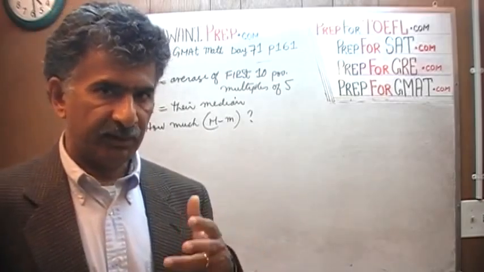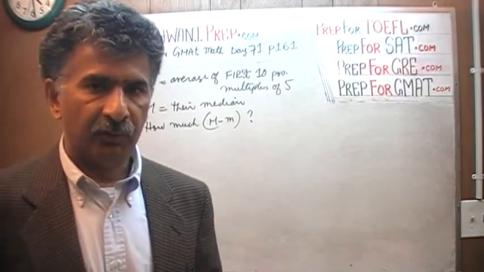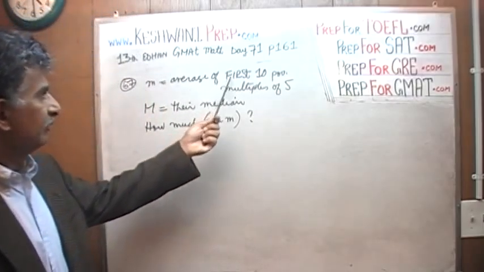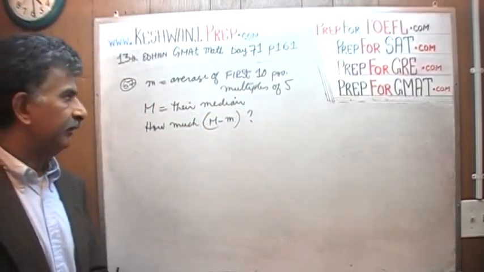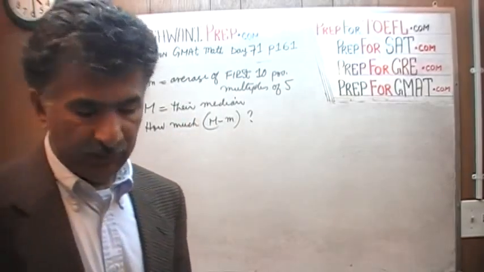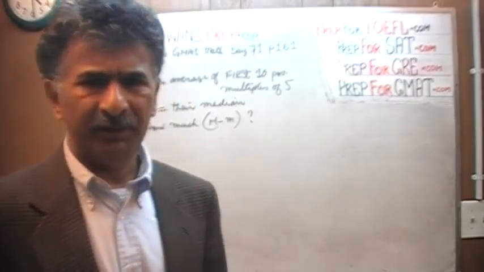And as you practice more and more, you begin to develop a feel for what sort of liberties you can take. Now here, they tell us to figure out the average of the first 10 positive multiples of 5. I don't know about you, but I'm not in the mood to figure out the average of 10 numbers. It will take forever.